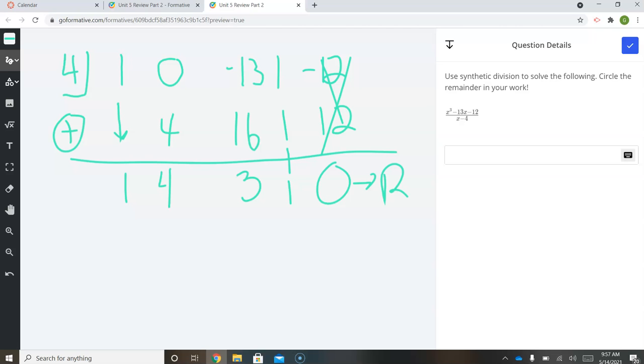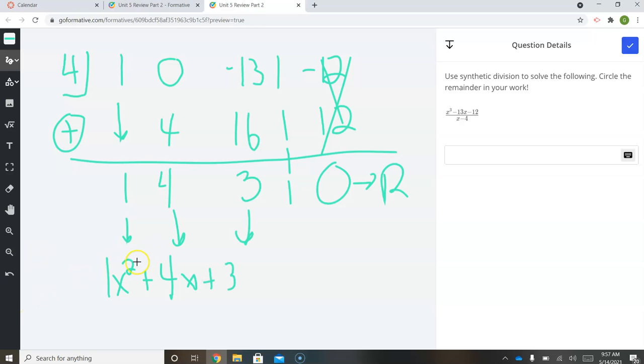And then you just have to remember that from your original problem to your answer, it drops a degree. So we were at x cubed. So this one right here is 1x squared. This one right here will be a plus 4x. It just goes down each exponent. And then this becomes just your plus 3 at the back.